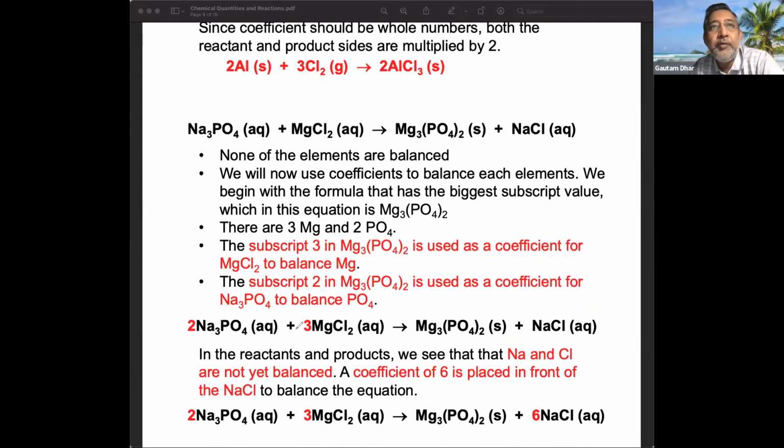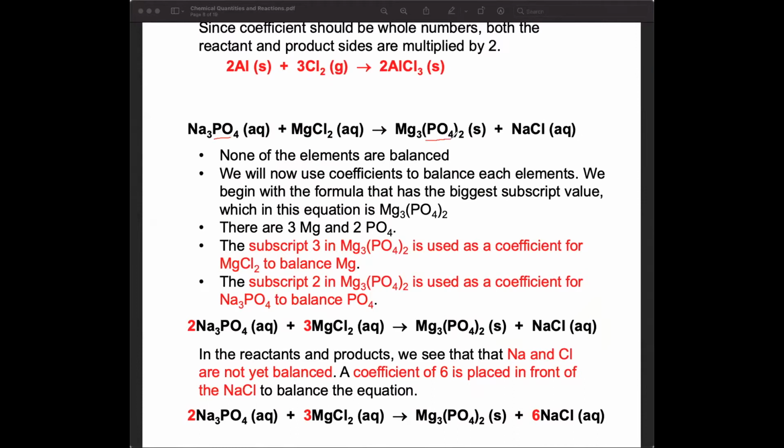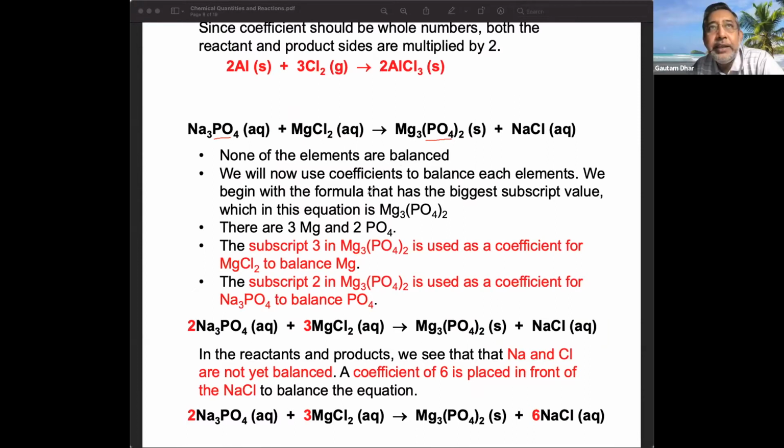Now this is a polyatomic ion, and the polyatomic ion is appearing on both sides the same. In that case, take the polyatomic ion as one single entity. Don't look at it as phosphorus and 4 oxygen. Look at it as one single entity. That means I have one phosphate on this side.